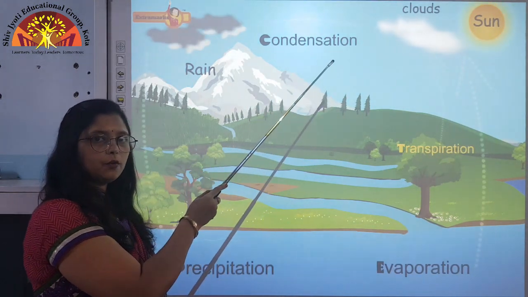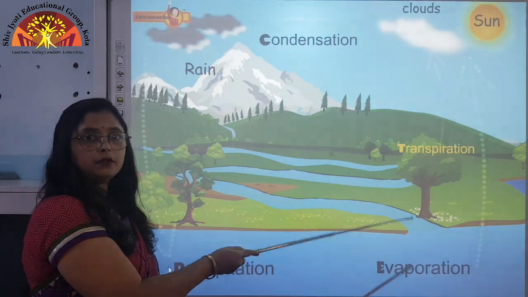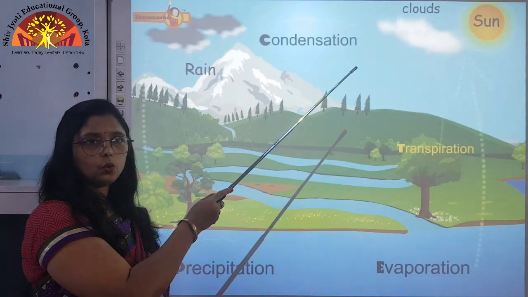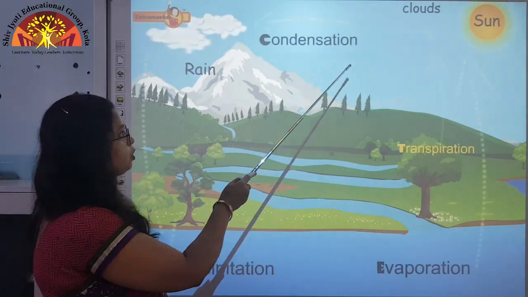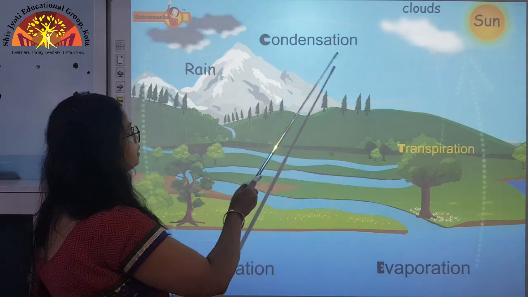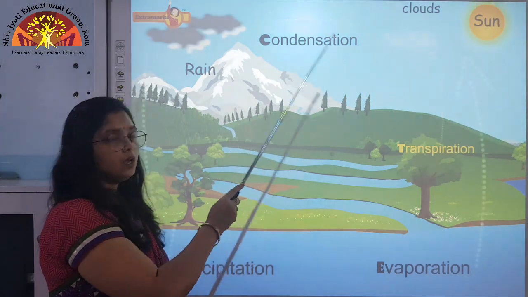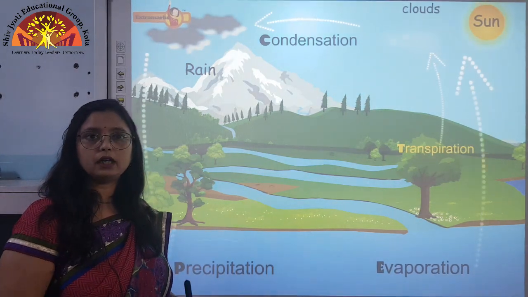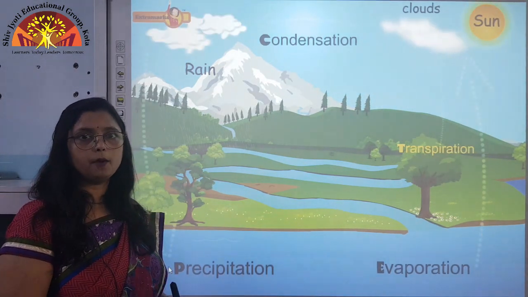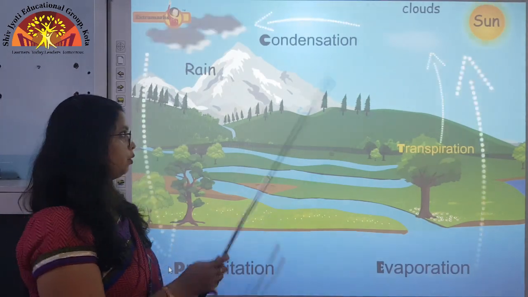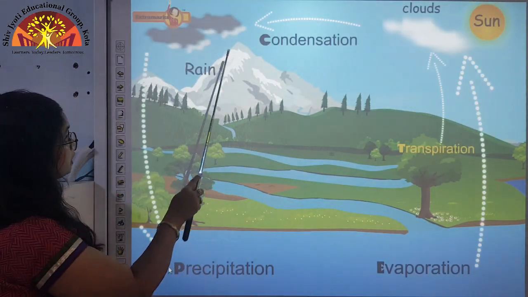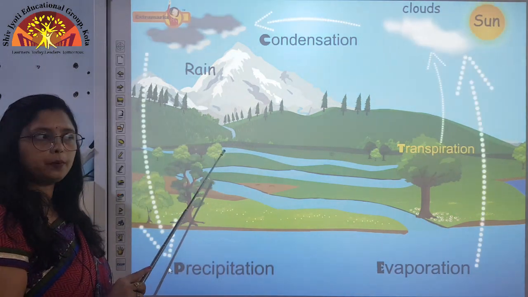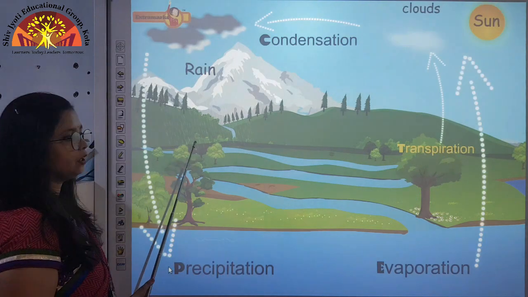So how are clouds formed over here? When this water vapor reaches higher levels, it starts cooling. When it is cooled, it forms clouds. So this process of cooling of water vapor is called condensation. Now here in the clouds, when very tiny drops of water combine together to form bigger drops, then they start falling down. You can see here, these are falling down, and this falling down is called rain or precipitation. So this is the third part of the water cycle.